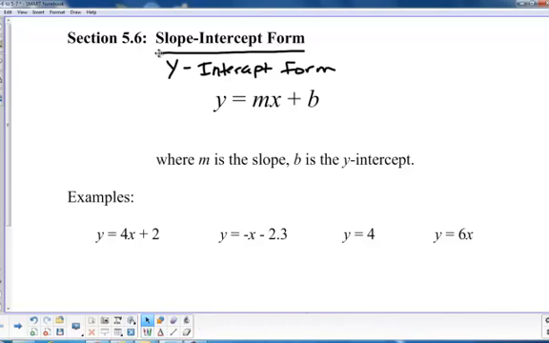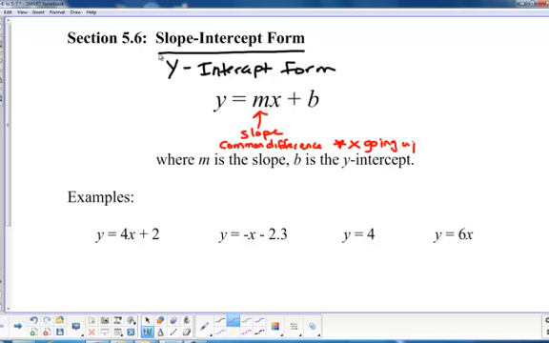So y equals mx plus b. You should be pretty familiar with this. M is your slope, which is your common difference. But you have to make sure that x is going up, hopefully by 1, or by the same amount at least. And then b is your beginning, also known as the y-intercept.